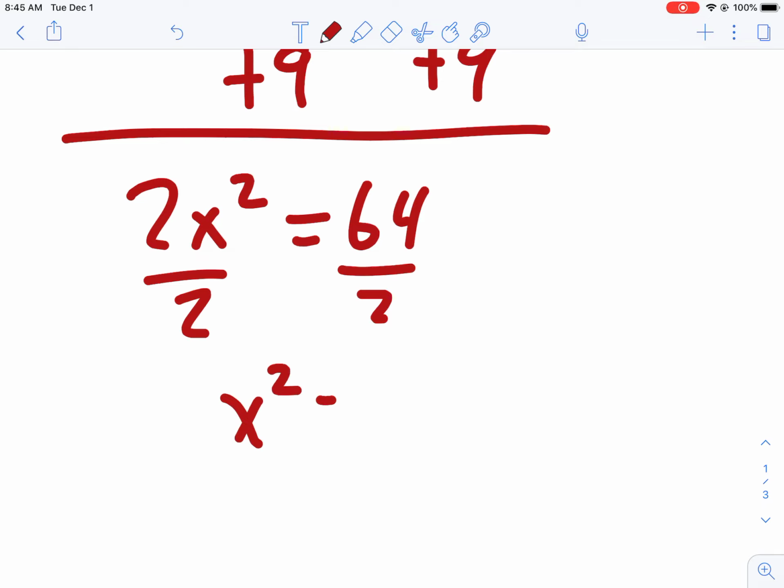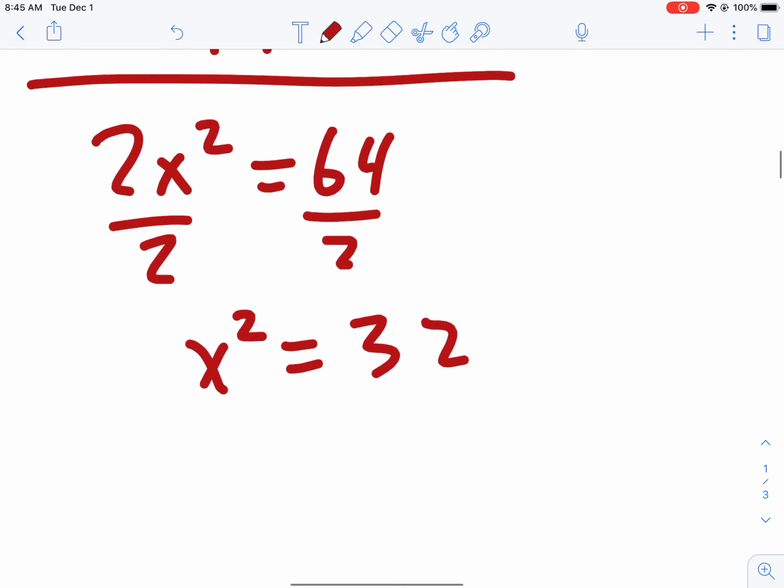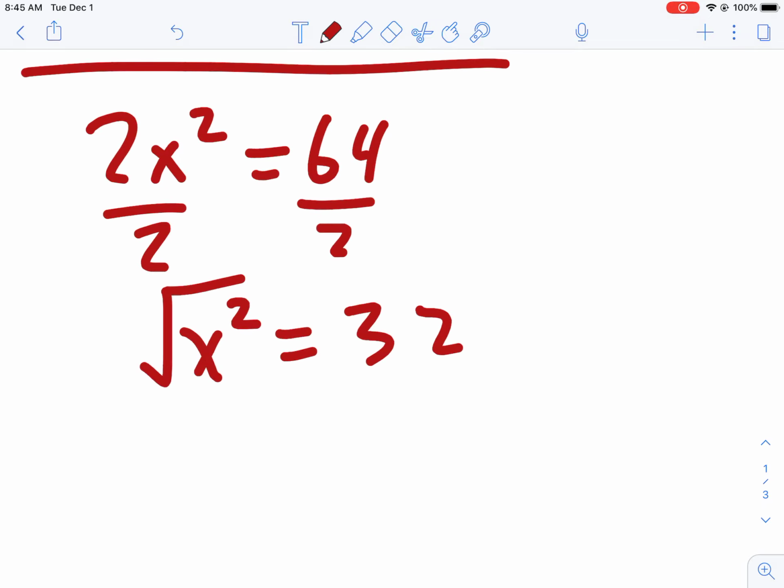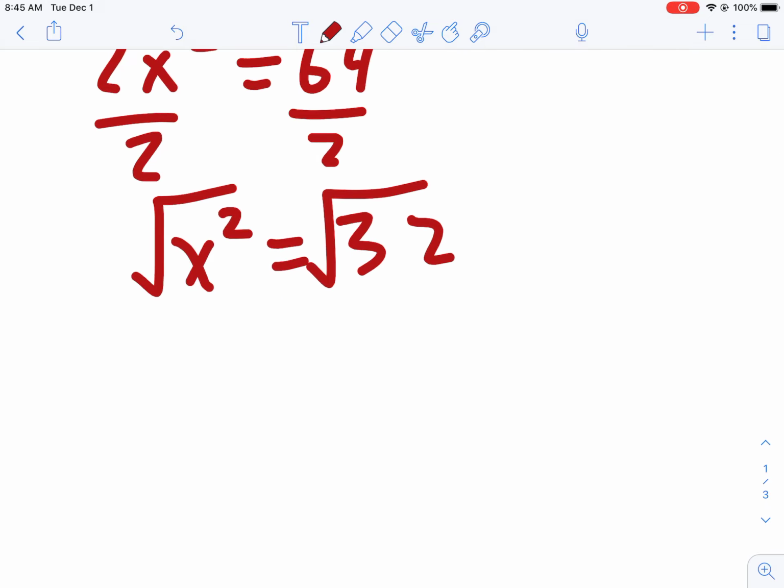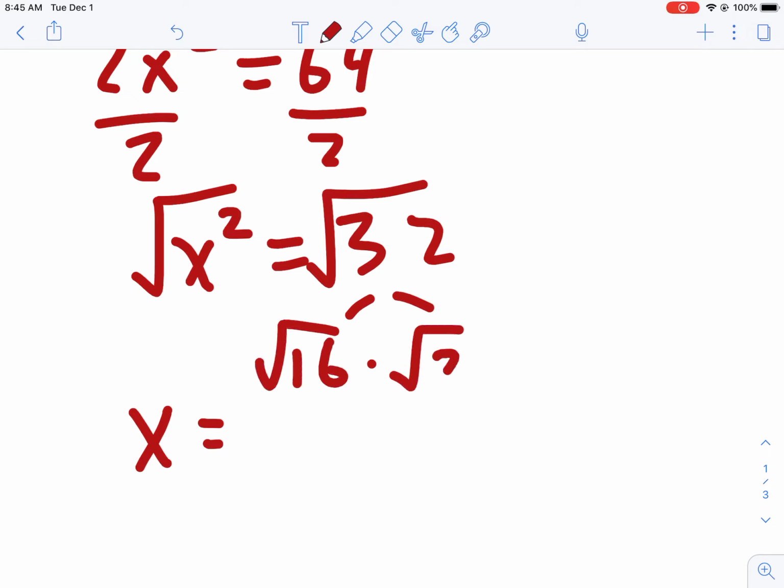X squared equals 32. Now I'm going to take the square root of both sides. So here, 32 actually can be broken up. It's not a perfect square, but it can be broken up into the square root of 16 times the square root of 2. So my answer here, the square root of 16 is going to be 4. The square root of 2 is going to be the square root of 2.